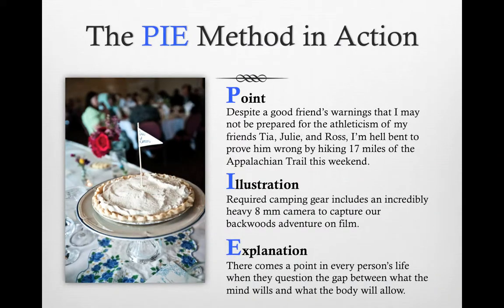And then explanation: there comes a point in every person's life when they question the gap between what the mind wills and what the body will allow. And this is, again, just one example sentence. You'd probably want to write more than this because typically, 3 sentences, which is the example here, is not going to make a paragraph. You typically want at least 5 to 7 sentences, if not more, to make that discrete paragraph. But you start to get the sense of, oh, okay, now I see how I'm building this.